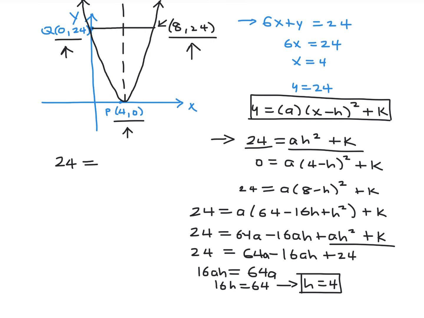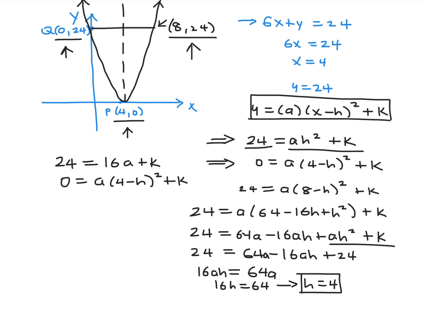Where am I substituting this? H is 4, right? Okay, I guess I substituted into these two. So 24 is equal to 16a plus k from the first one. And then from the second one, it would be 0 is equal to a times 4 minus h all squared plus k.